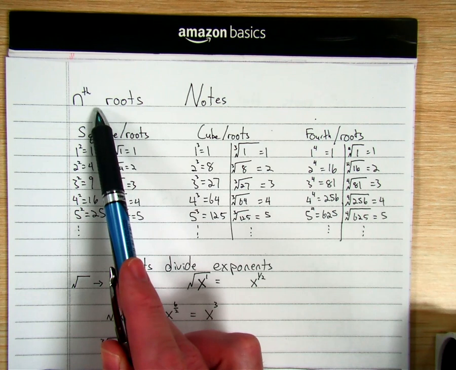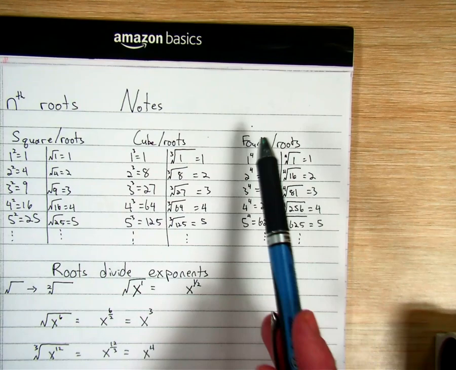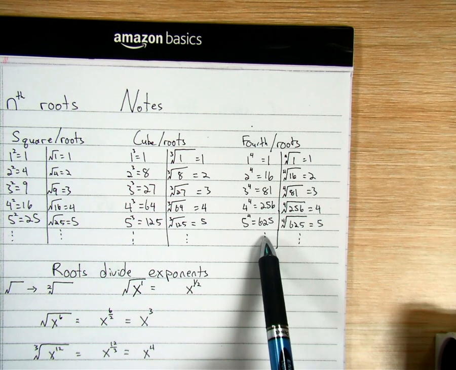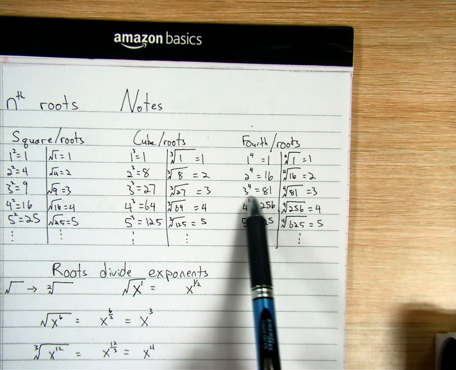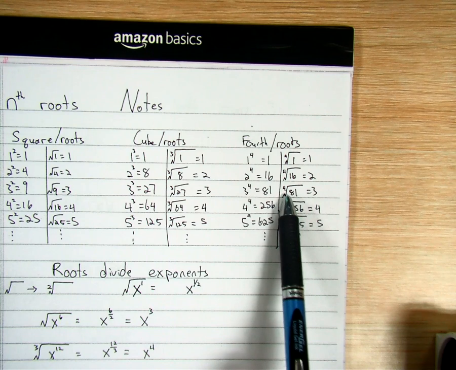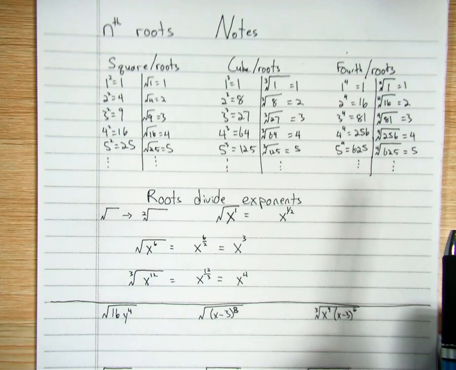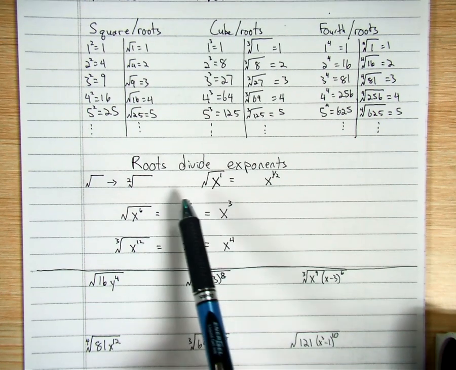Okay, and it's called nth roots because it keeps going up. You can do 4th powers with 4th roots, 5th powers and 5th roots. 3 to the 4th power is 81. The 4th root of 81 is 3. So it just keeps going up and up and up.